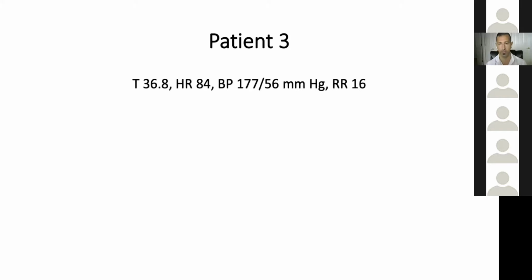Let's move to patient number three. Again, this patient presenting with dyspnea or shortness of breath. What do you notice about this patient's vital signs? Is there anything that stands out to you in particular? Yes, a high systolic blood pressure coupled with a low diastolic blood pressure, which is known as a wide pulse pressure. This patient has wide pulse pressure. And what hypothesis, what do you normally associate wide pulse pressure with?